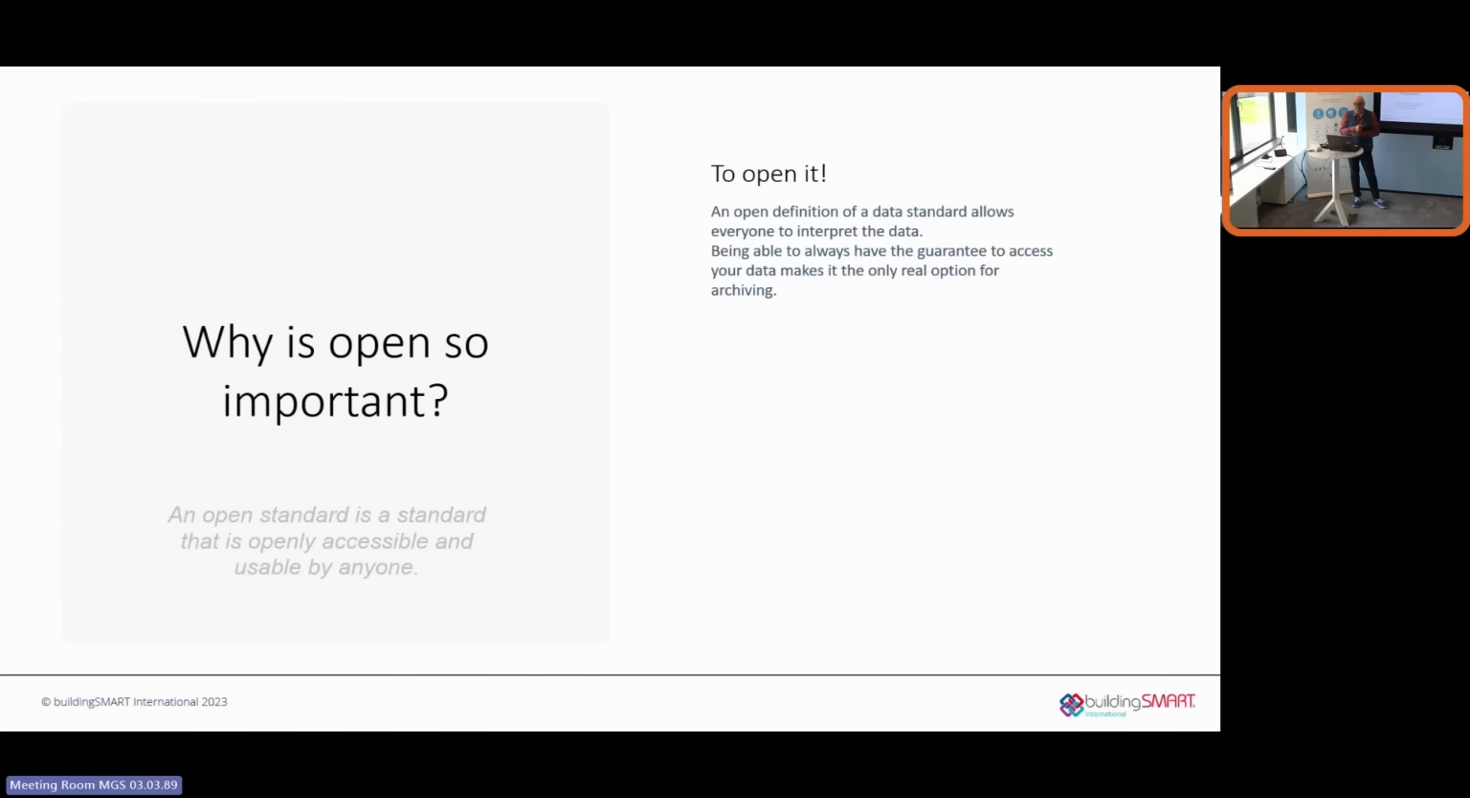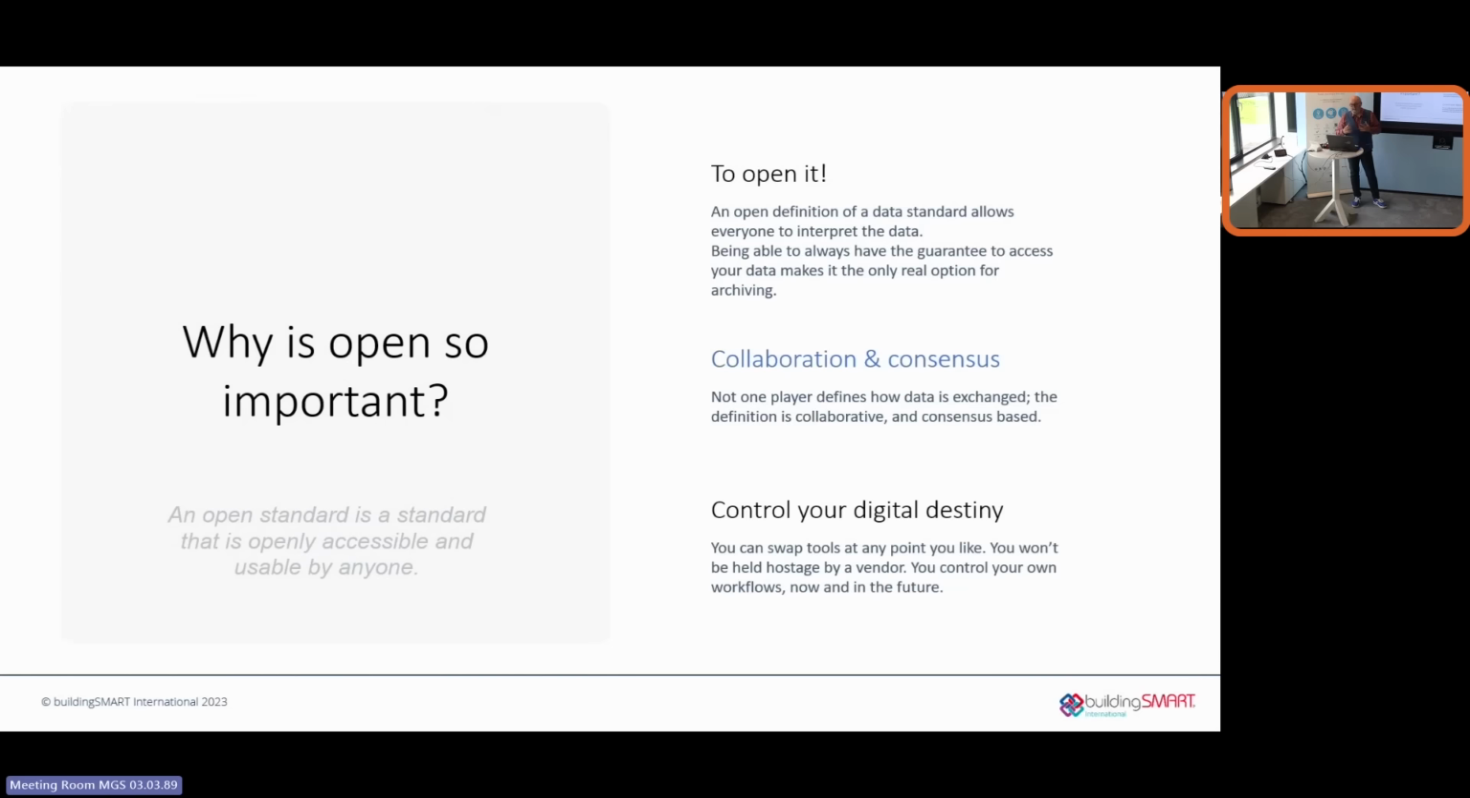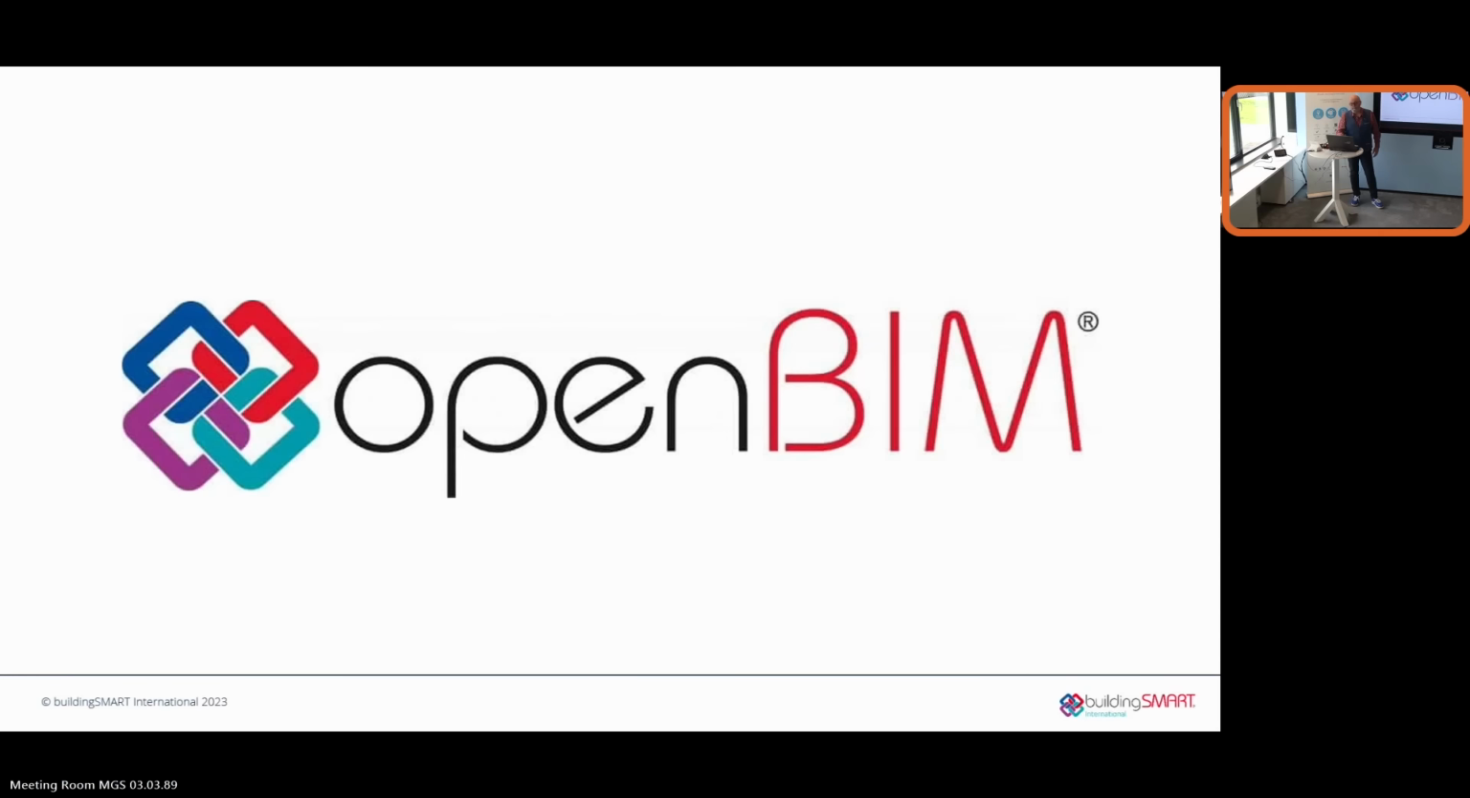So we think in buildingSMART that open standards are really important. To open files, share them with each other, to collaborate and create consensus, and of course, control your digital destiny, as we call it. That is, we don't want you to be vendor locked in. So you must be able to share your information with others, and you need to be able to choose another supplier and continue with your data. We call that Open BIM.